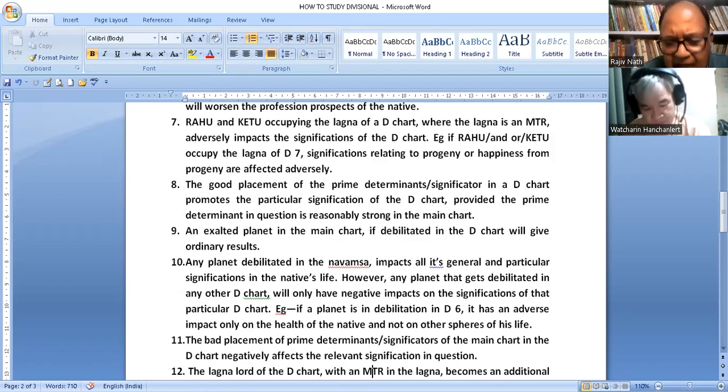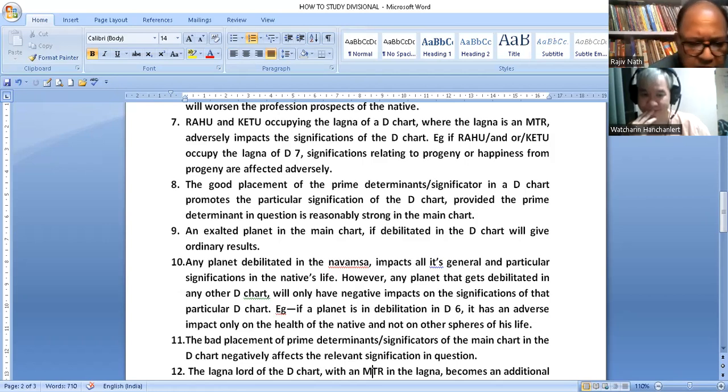But if a planet is debilitated in the Navamsa, in any of the houses, then it has an adverse impact on the native's life for the house in which it is debilitated or the house that it is impacting. Navamsa affects the entire life. Other D charts we study only for specific purposes. Like D10 we study only for profession. D6 we only study for health and disease.